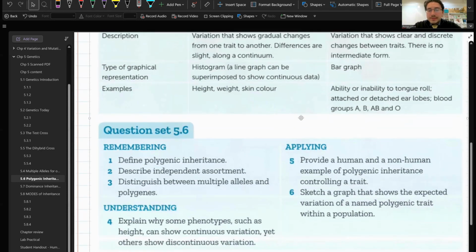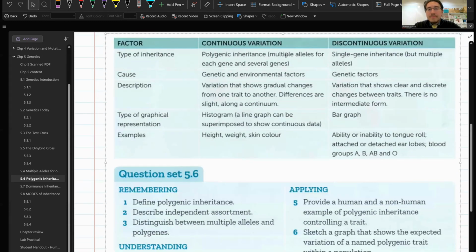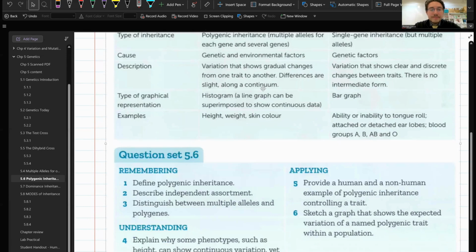And of course, some examples. It's good that you learn some examples. Height, weight, and skin color are examples of gradients. For example, the ability to tongue roll, having something present or not present, attached or detached earlobes, and blood groups are all fixed, discrete things. So this is polygenic inheritance, and be sure to be able to distinguish between continuous and discontinuous variation.